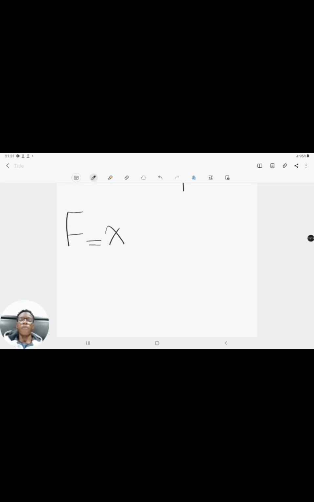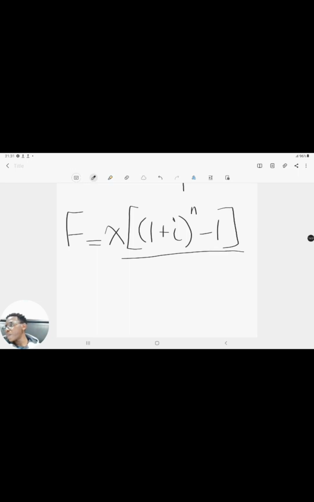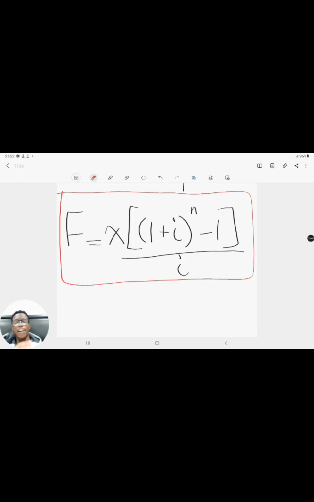So the future value formula is given by that, and then you've got 1 plus i to the power of n, and then all over i. Don't try to memorize these formulae. I used to try to do that a lot, but don't. It's not necessary. So this is your future value formula. You should have it on your formula sheet. Understand when to use this formula.